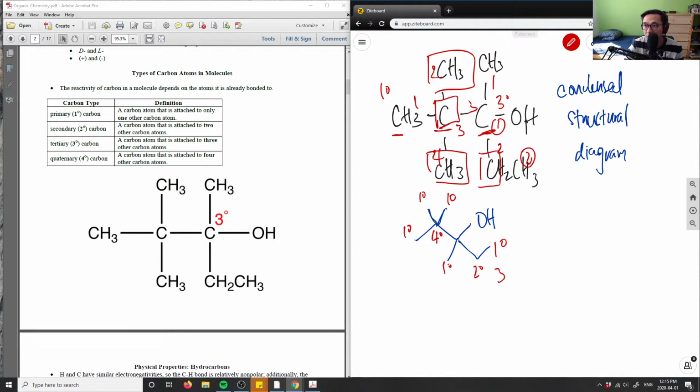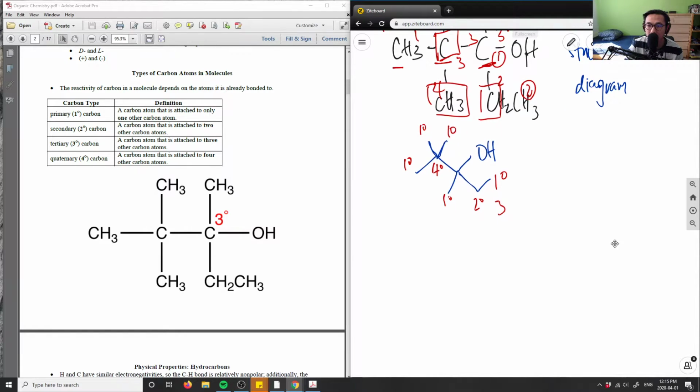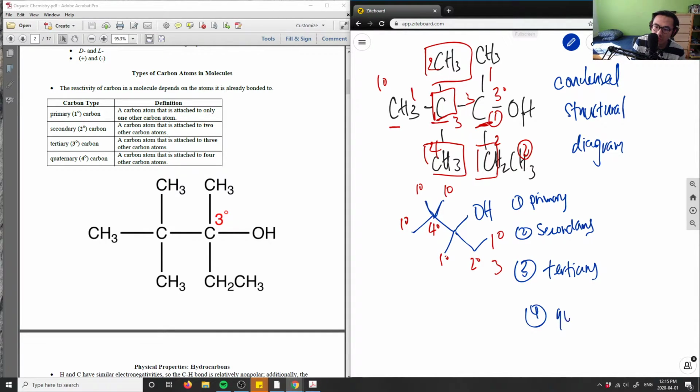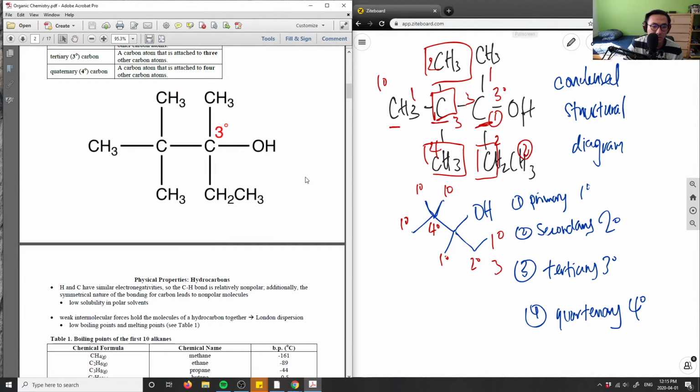So when we talk about primary, secondary, tertiary, and quaternary carbons, you're going to be able to follow along as to what I mean by that. So again, we have primary, secondary, tertiary, and quaternary. So again, 1, 2, 3, and 4. Sorry, this O was bad. That's what we have here. So that's that concept. So we're good for that one.